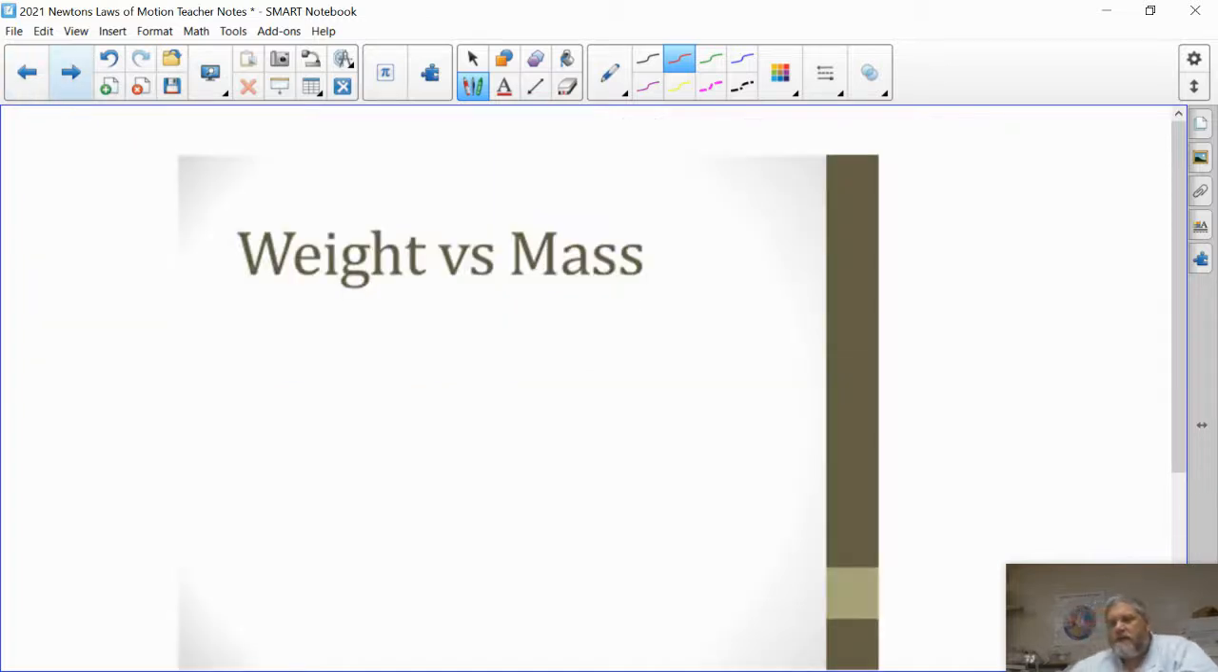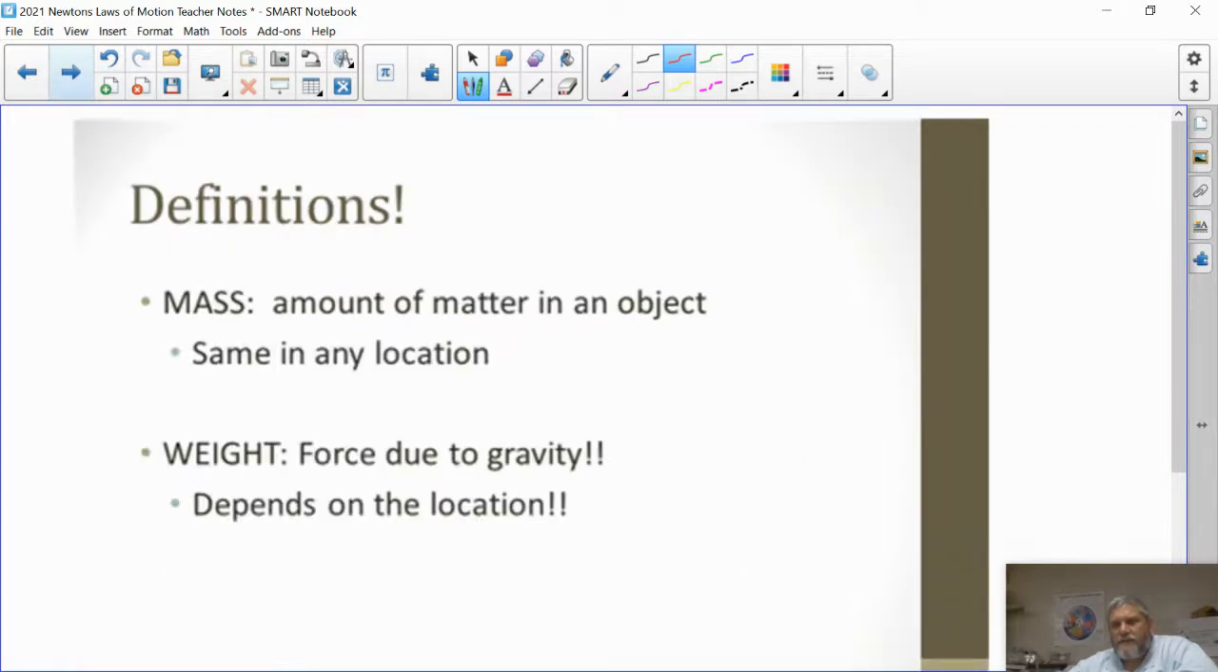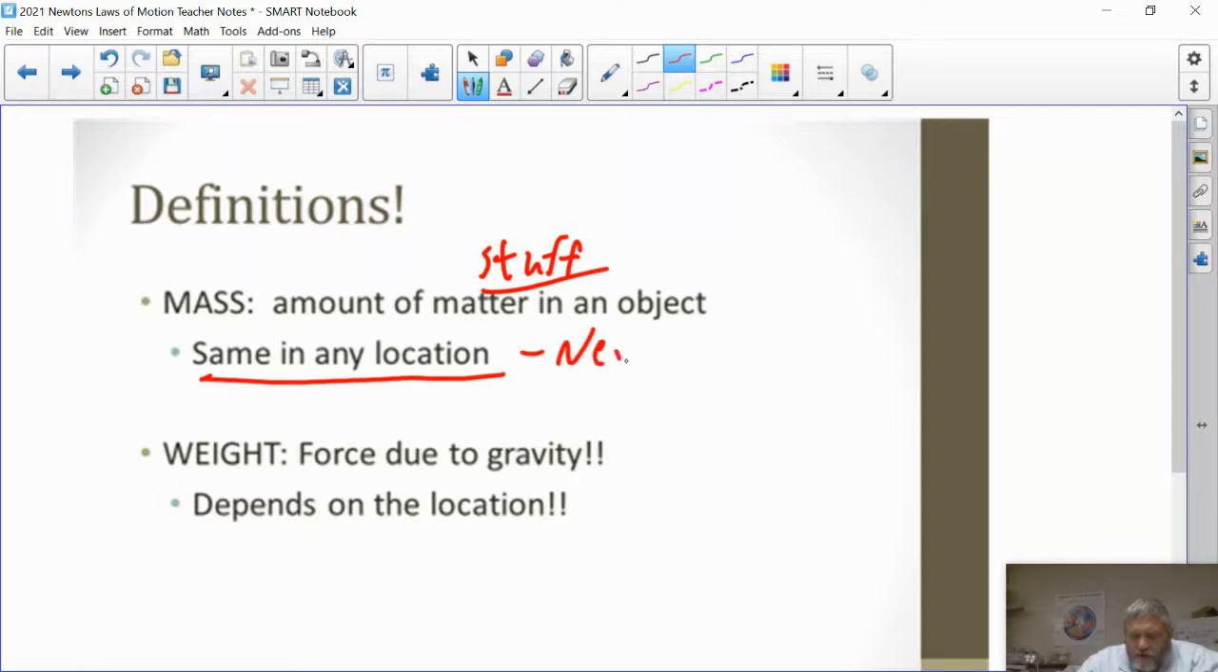All right, a couple of quick ideas. Weight versus mass. This is an important differentiation. Right? Mass is the amount of matter in an object, the amount of inertia that it has. Okay, it's the amount of stuff, if you want to say it like that. Right, that is the same anywhere. It never changes as long as you don't change the amount of stuff.